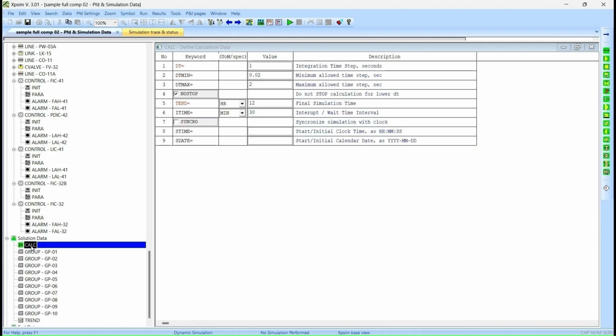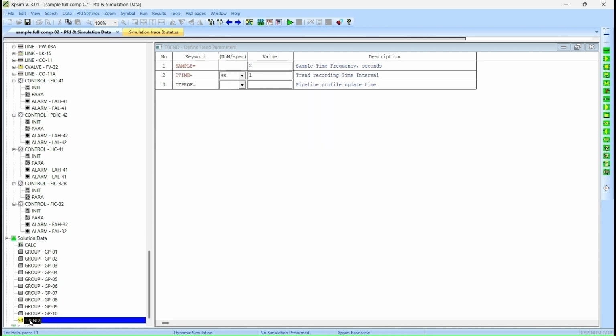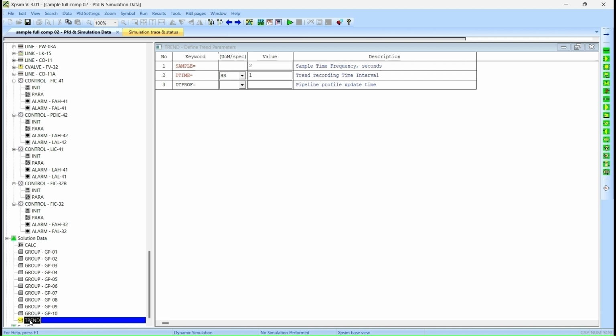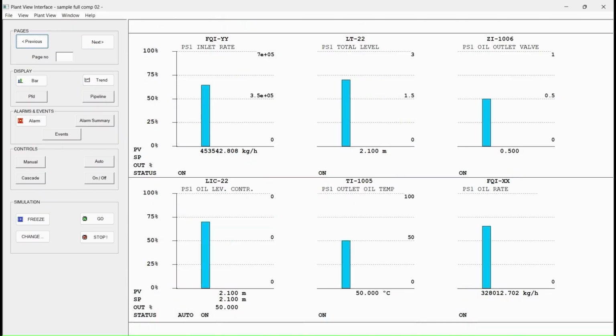Integration parameters are set as follows: initial time step of 1 second, minimum time step of 0.02 seconds, and maximum time integration step of 2 seconds. For this simulation, the grouping of instruments and controllers is defined by the user, which specifies 10 groups. Trend parameters define a sample time every 2 seconds and a time interval of 1 hour. The simulation is started and the plant view window is created.